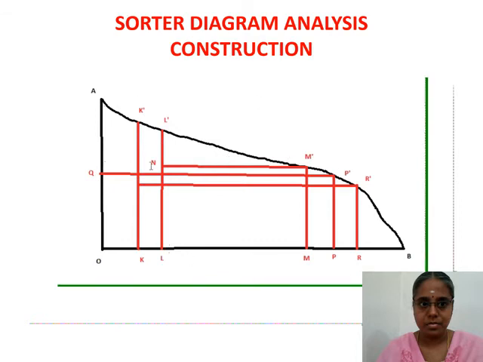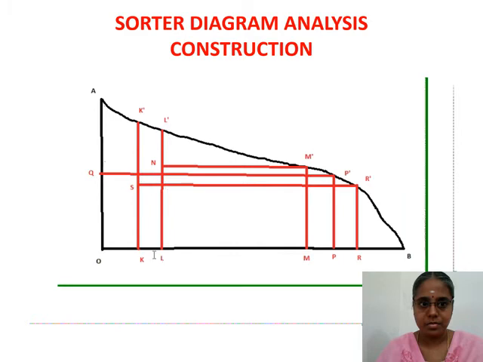So we have drawn the sorter diagram. I have not given the notations here. The midpoint of K dash which you have taken already is S. So the same notations you have to use when you draw the sorter diagram. With this sorter diagram, we will do the analysis.